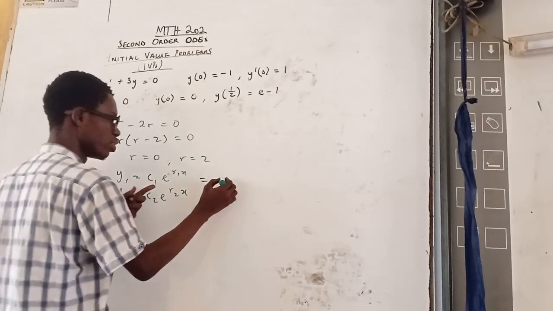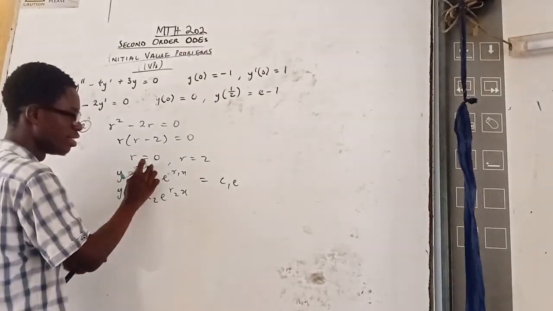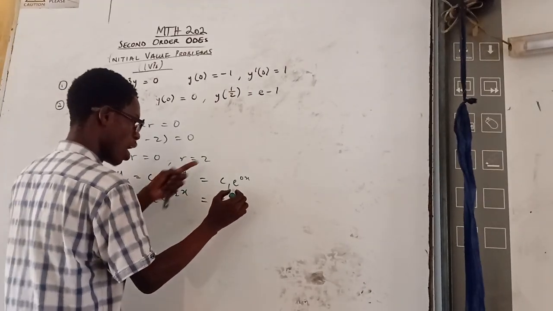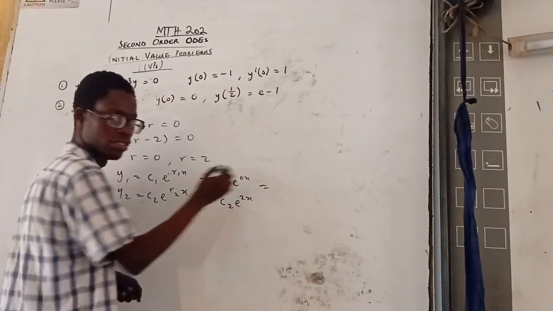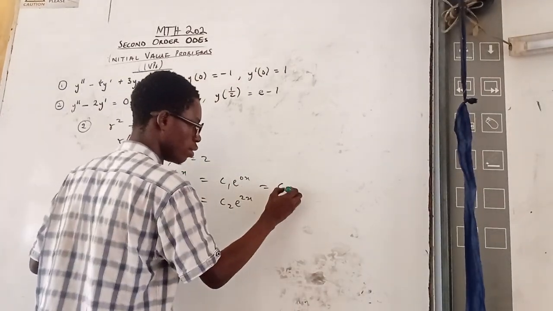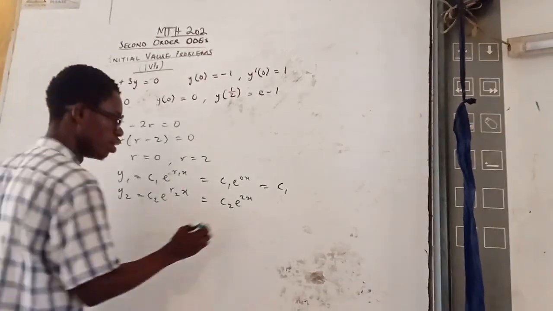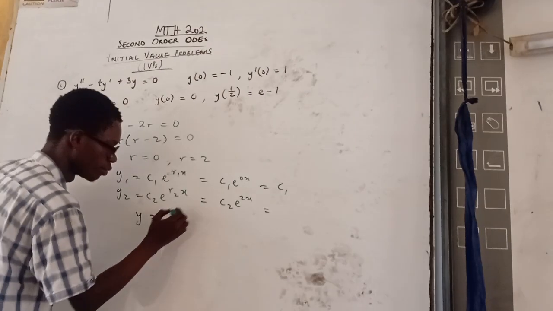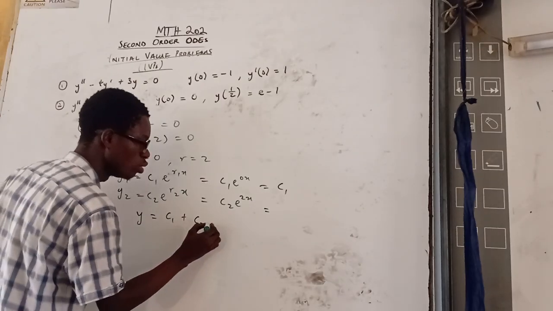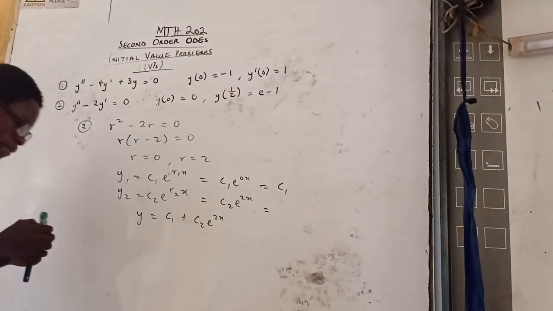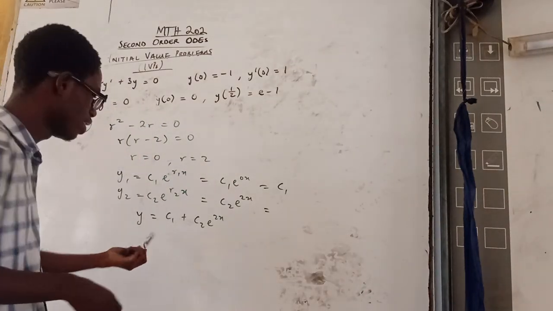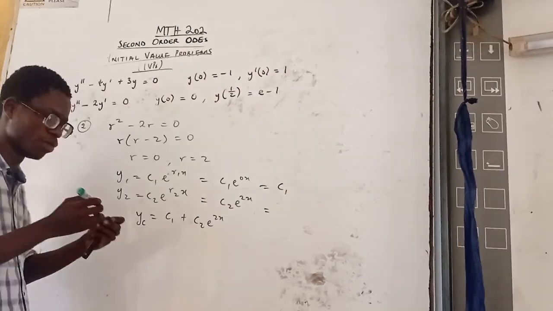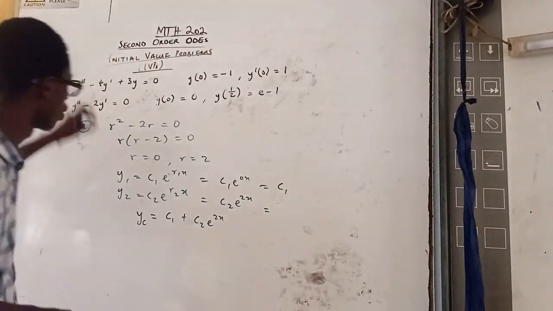So this y1 will be equal to c1 e raised power, since r1 is 0, that's 0x. This one will be equal to c2 e raised power r2 is 2x. e raised power 0x is e raised power 0, so this is 1. c1 times 1 is c1, and c2 is the same thing. So our y equals c1 plus c2 e raised power 2x. This is the general complementary solution to our second ODE.